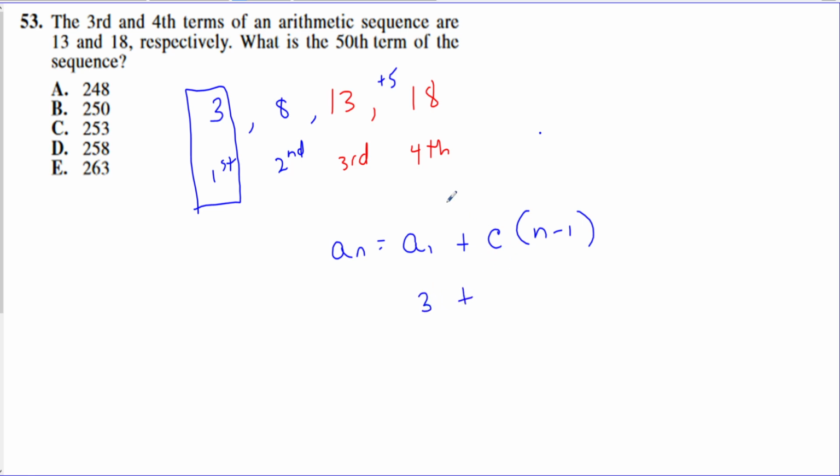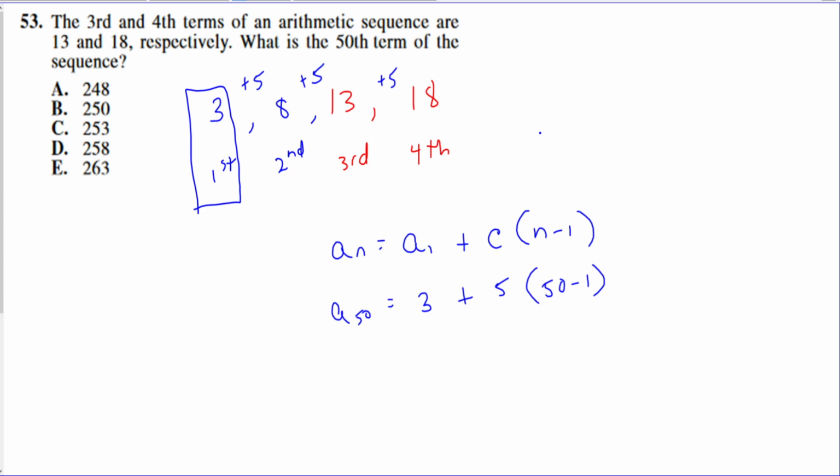And we're going to plug in a1, the first term of the sequence, which is 3. Our constant is increasing by 5. That's how this sequence is existing. So I'm going to call this 5. And then if we want to know the 50th term of the sequence, 50, that's going to be the n value. So I'm going to say 50 minus 1. Okay.